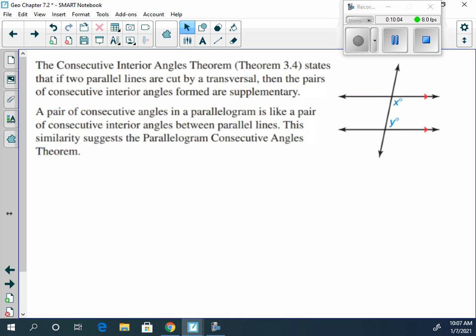theorem. Now this is kind of going back to last semester when we talked about alternate interior, alternate exterior, consecutive interior angles. And it says that the consecutive interior angles theorem states that if two parallel lines are cut by a transversal, then the pair of consecutive interior angles formed are supplementary. We remember working on this here, yes? It's just two angles that are between parallel lines, yes? That's all it's saying. Two angles between parallel lines add up to be 180.